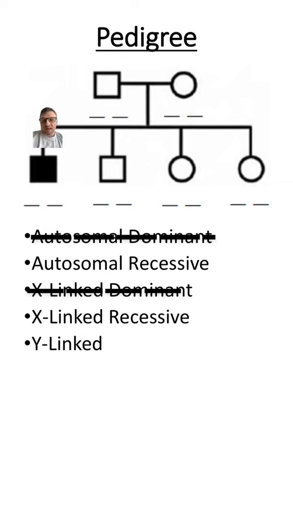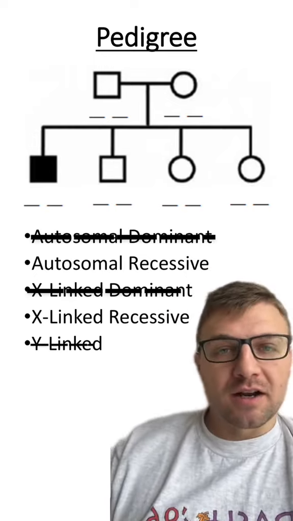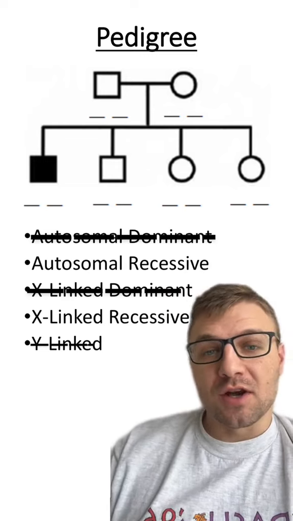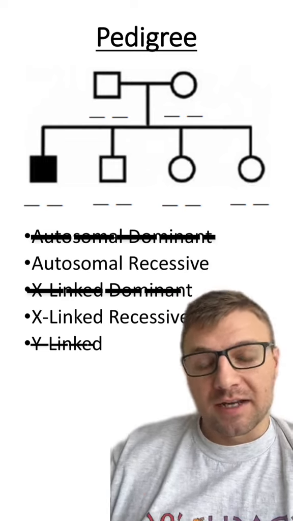And lastly, Y-linked, which is probably one of the easier ones to find out. This person is affected and the father is not affected, so this cannot be a Y-linked trait. This is because in Y-linked inheritance, if one male has it, then his offspring has to have it as well. So in this case, the father doesn't have it, so it can't be Y-linked. So the only two types of inheritance patterns this pedigree can show is an autosomal recessive and an X-linked recessive.